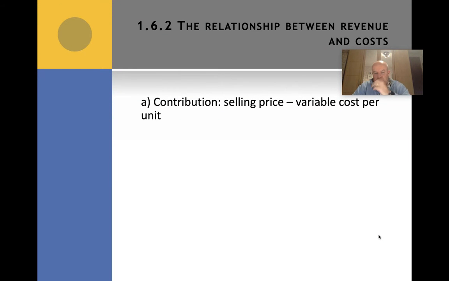So, some concepts that you're going to need to understand. One is a contribution, and basically the contribution is the difference between the selling price of an item and the variable cost of producing that item. So contribution per unit is basically selling price per unit, take away the variable cost of producing that unit.